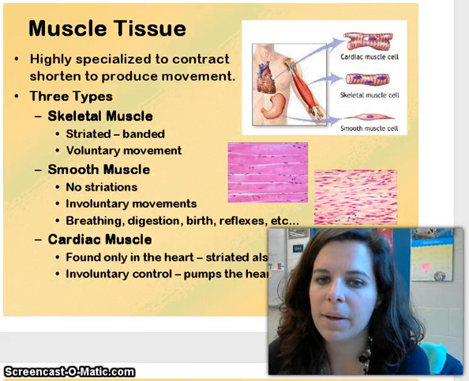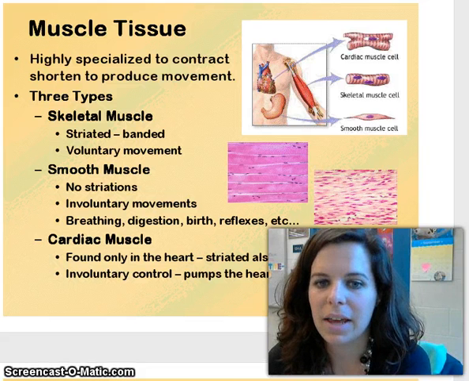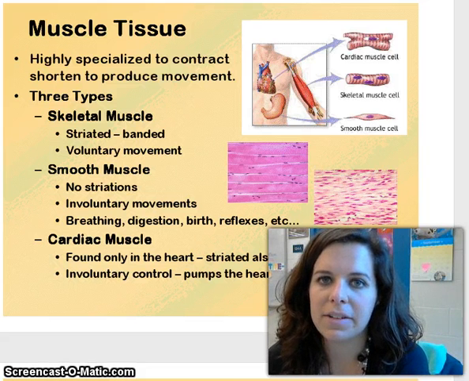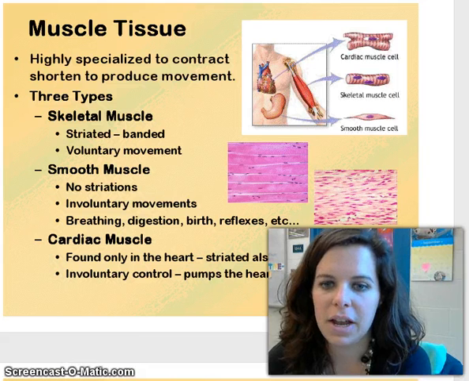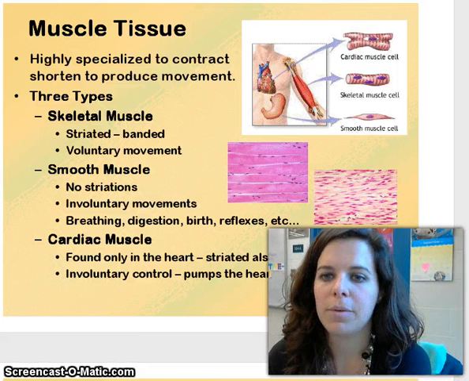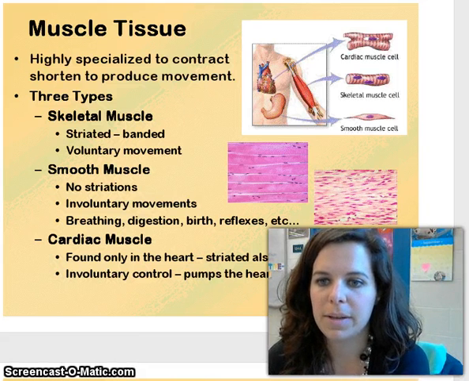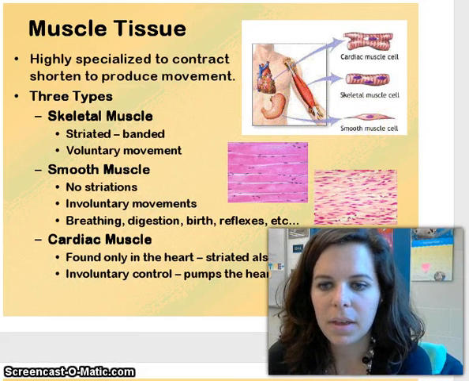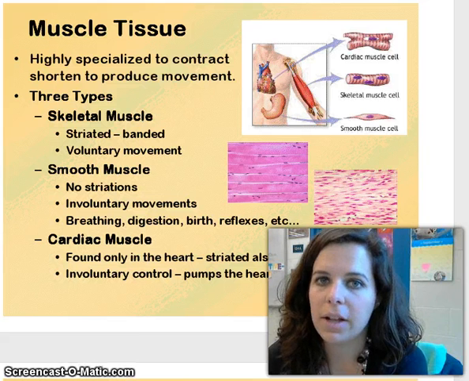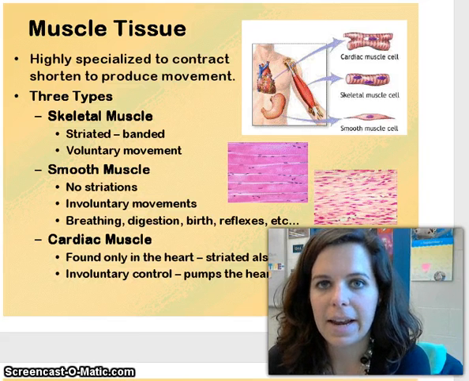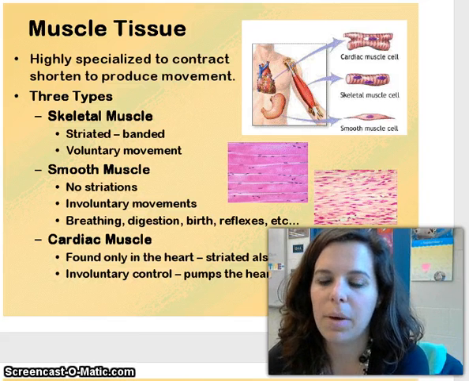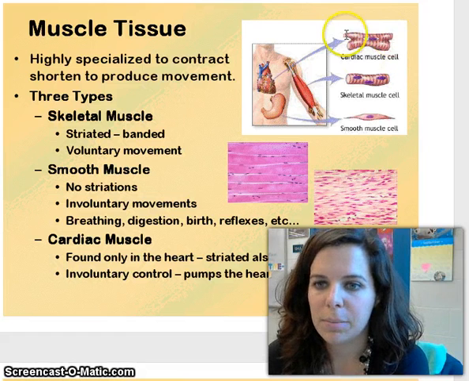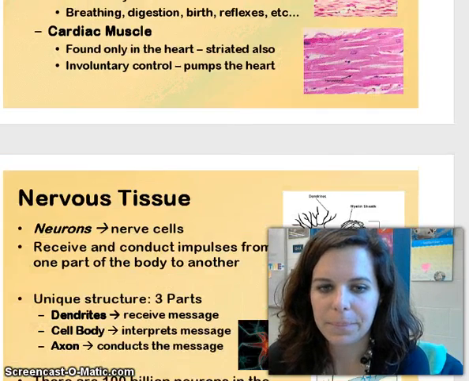There's also smooth muscle, which does not have striations on it, and that functions in involuntary movements, things like breathing, digestion, giving birth, your reflexes. Those are all smooth muscle, and so there's some found in the stomach here. And then cardiac muscle is found only in the heart. It's also striated, and this is involuntary, so it pumps the heart, and this is an example of cardiac muscle tissue there.